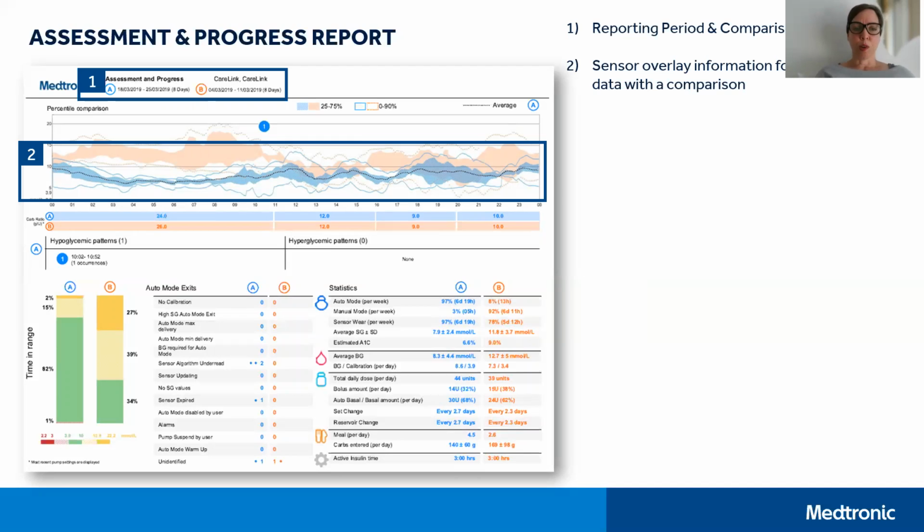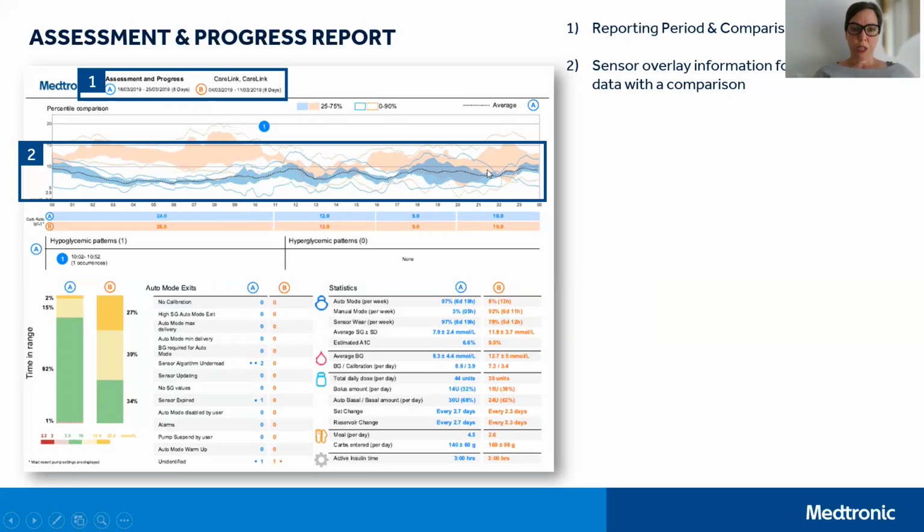Next, the report offers you the sensor overlay information for your sensor glucose data. The blue would be the most recent reporting period, and the peach seen here would be the previous reporting period if you've chosen to compare. You are looking at midnight to midnight, and all of the data is shown.